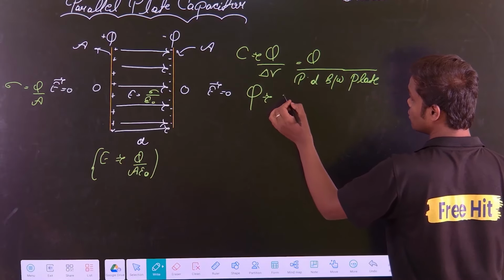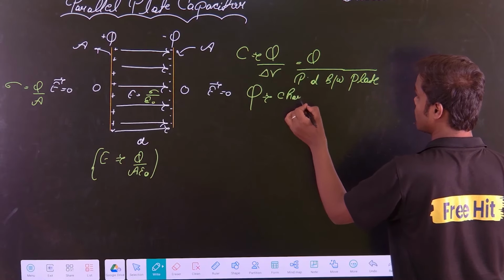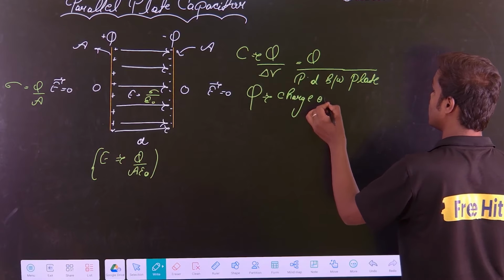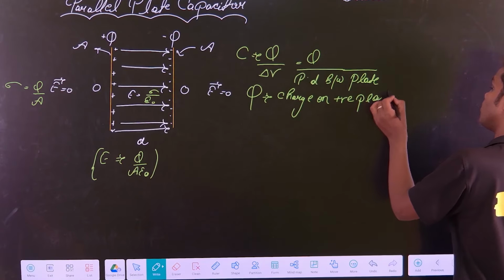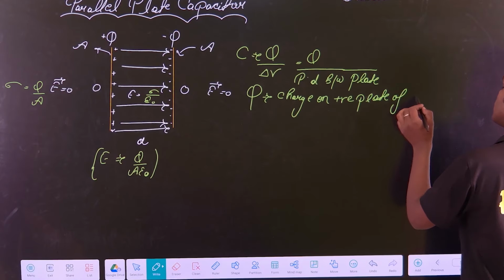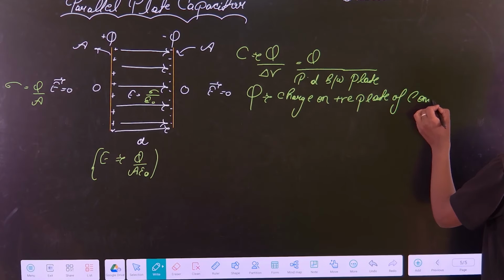C is the charge on the positive plate of a conductor. Basically it is an infinite plane, we were taking a conductor only.